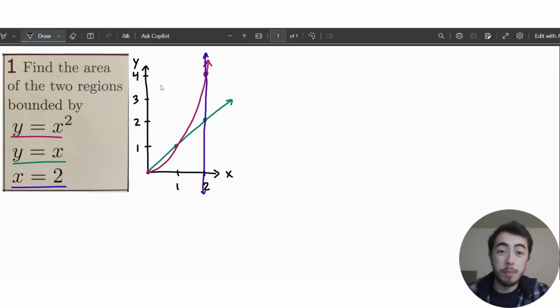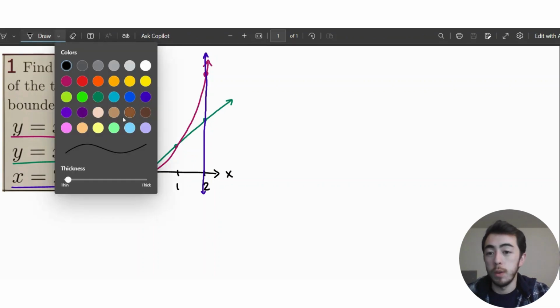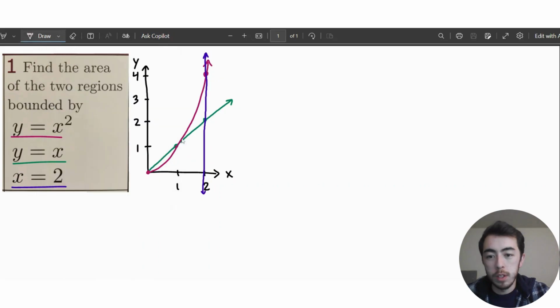All right, so here's my better sketch. This way I can actually fit all three things on my picture. I have that parabola in red, I have that line y equals x in green, and then I have my vertical line x equals 2 in blue. I'm trying to find the area of the two regions bounded by these three different equations. And so I'm going to be looking at this part right here and this part right here.